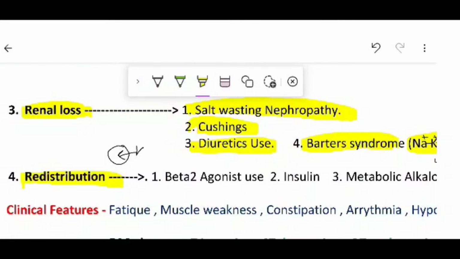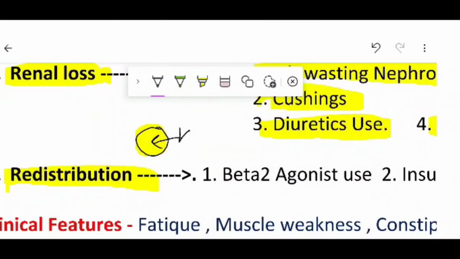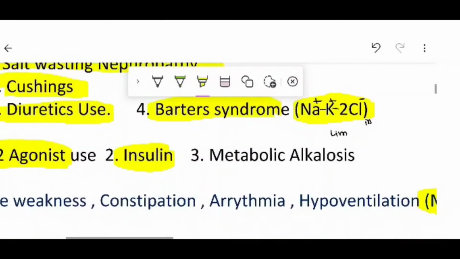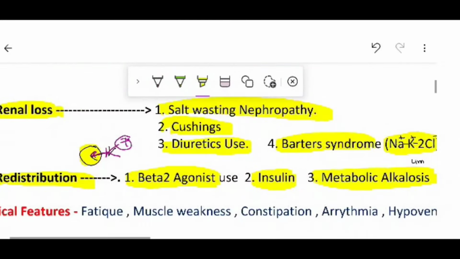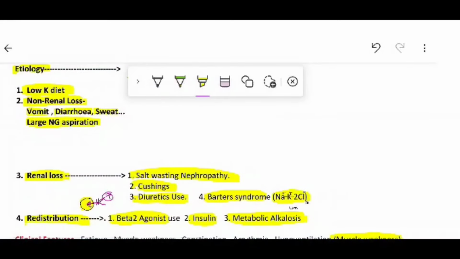What is redistribution? Here you can see this is the cell, and what happens if we give a beta 2 agonist like salbutamol, then there will be inward movement of potassium from the serum into the cell. This causes hypokalemia. Beta 2 agonists like salbutamol, insulin, and metabolic alkalosis cause redistribution. So these are the four etiologies which cause hypokalemia.